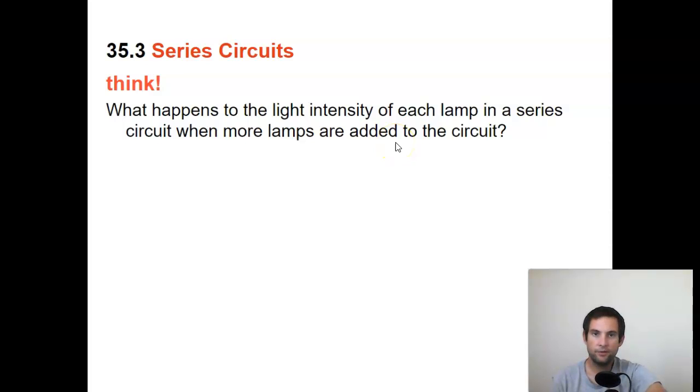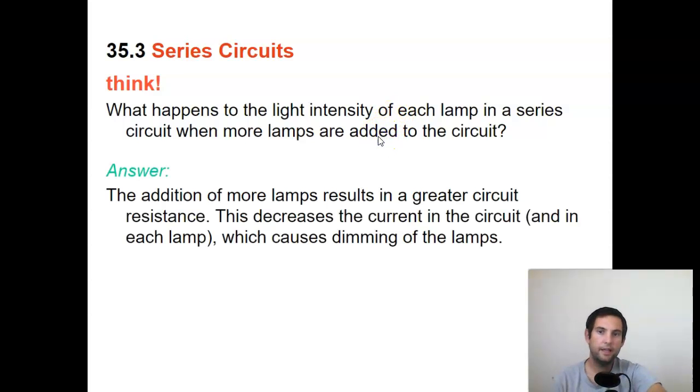Pause this video after reading this question. What happens to the light intensity of each lamp in a series circuit when more lamps are added to the circuit? Pause, think about it, write down your answer. Answer. The addition of more lamps results in a greater circuit resistance. The decrease in the current in the circuit and each lamp is what causes the dimming of the lamps.